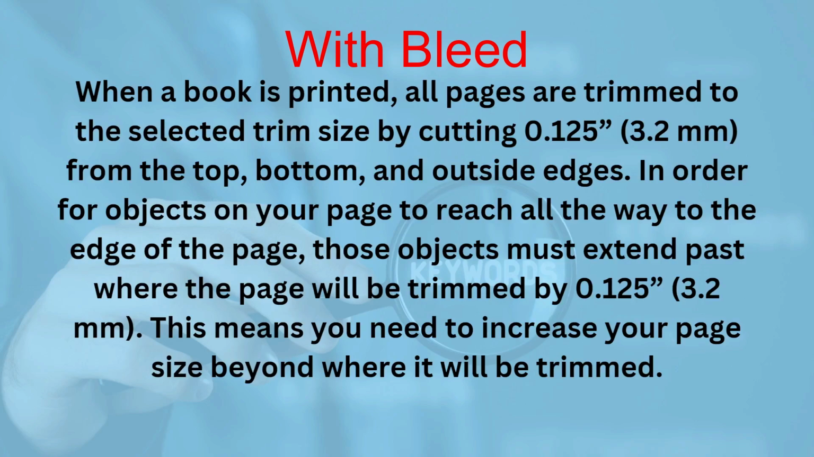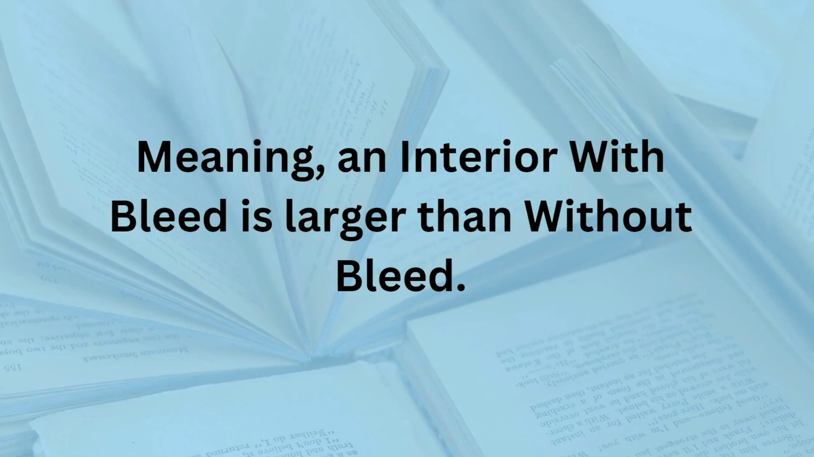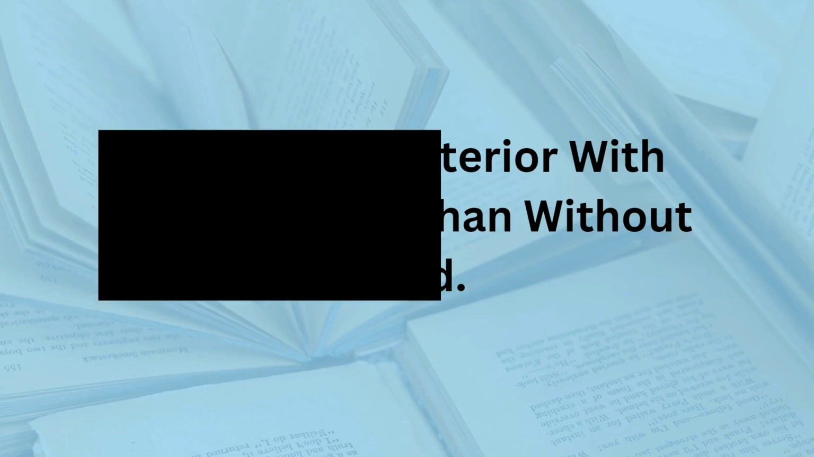In order for the objects on your page to reach all the way to the edge of the page, those objects must extend past where the page will be trimmed by 0.125 inches. So this means you need to increase your page size beyond where it will be trimmed. This is so important to know. It basically is telling us that if we are using with bleed, we're actually going to have a larger page size. Let me show you.